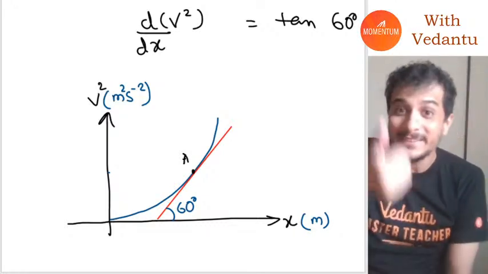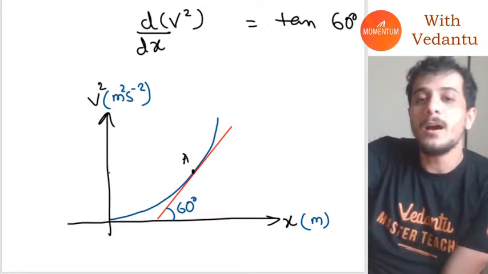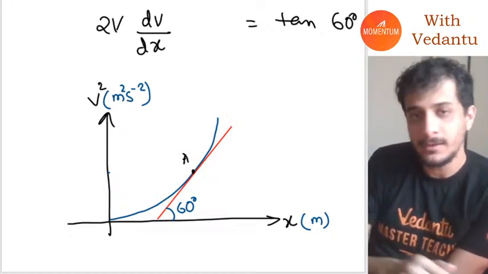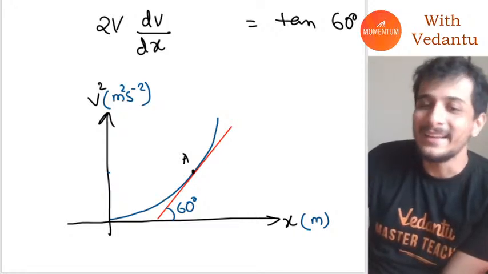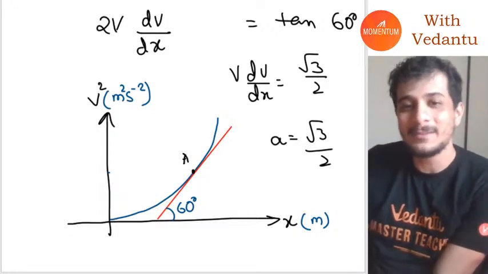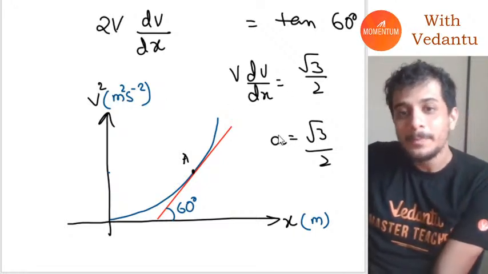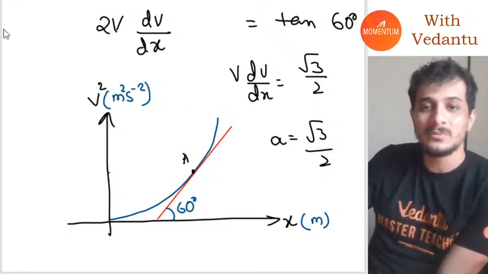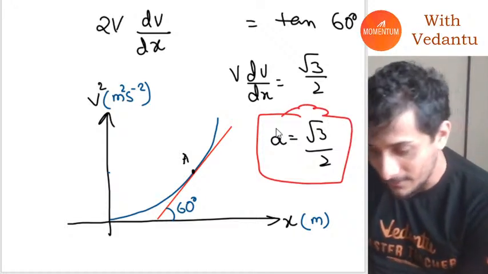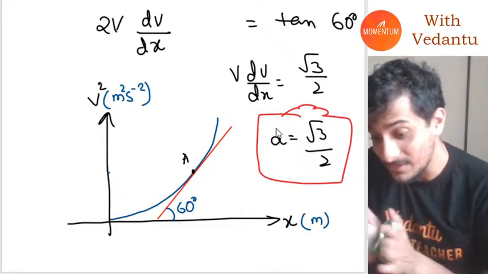Did you understand? If you did, please give me a thumbs up. Now, what is dv square by dx? That is 2v dv by dx. Now I know from here everybody will be able to solve. From this, v dv by dx can be written as just root 3 by 2, and acceleration is very simply equal to root 3 divided by 2.